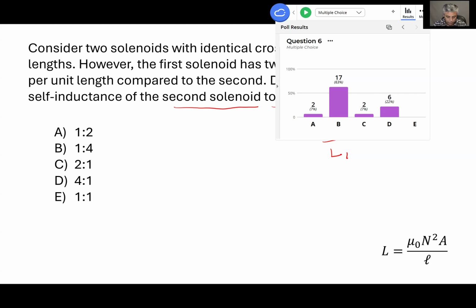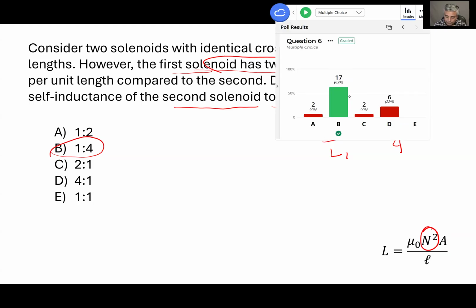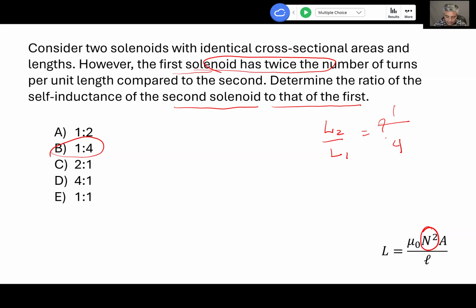Okay, let's see what we got. So mostly B. So it is n squared. So 1 and 4 kind of makes sense, but is it B or D then? So now which one has the double? The first has the double, which means it's going to have 4 times, so 1 over 4. So yes, B is the correct answer here. If the second had twice, then D would have been the correct answer.